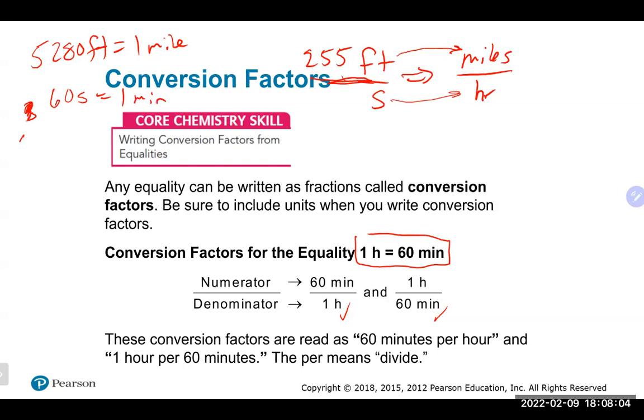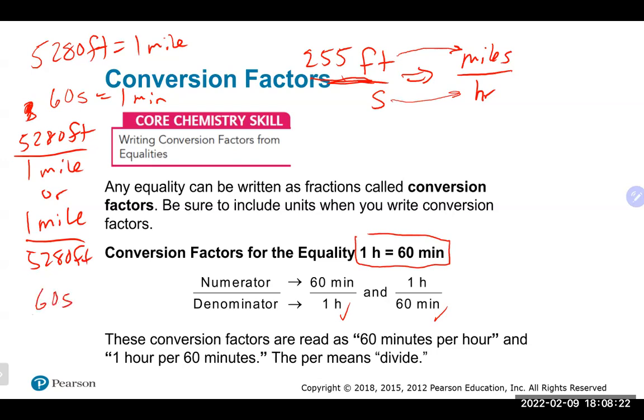We could have 5,280 feet over 1 mile, or we could do the opposite, 1 mile over 5,280 feet. Same thing with our 60 seconds in a minute. We could say there are 60 seconds in 1 minute, or we could say up on top, 1 minute is 60 seconds. And then clearly we have this one right here that we could use as well in this problem.